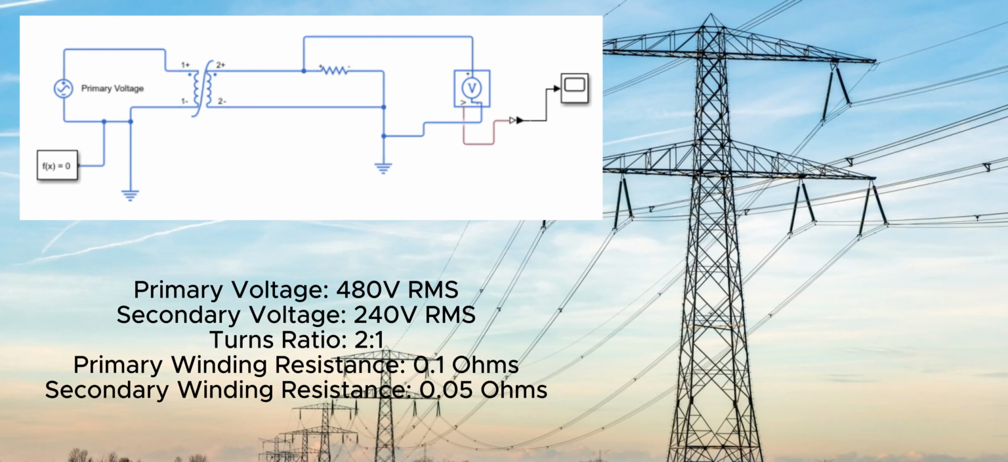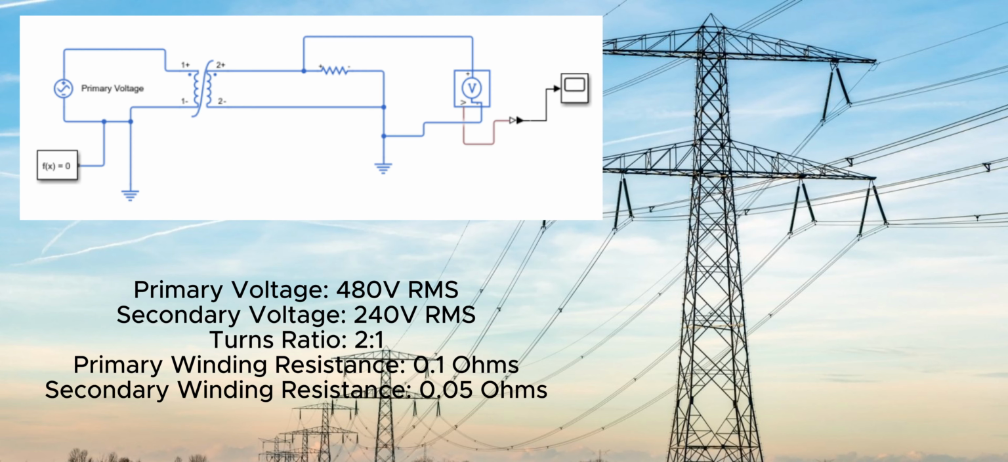In this laboratory activity, we were tasked with creating a model of a single-phase two-winding transformer using MATLAB Simulink. The transformer was configured using the following parameters. These specifications were entered into the Simulink model to represent the behavior of an actual transformer under operating conditions.